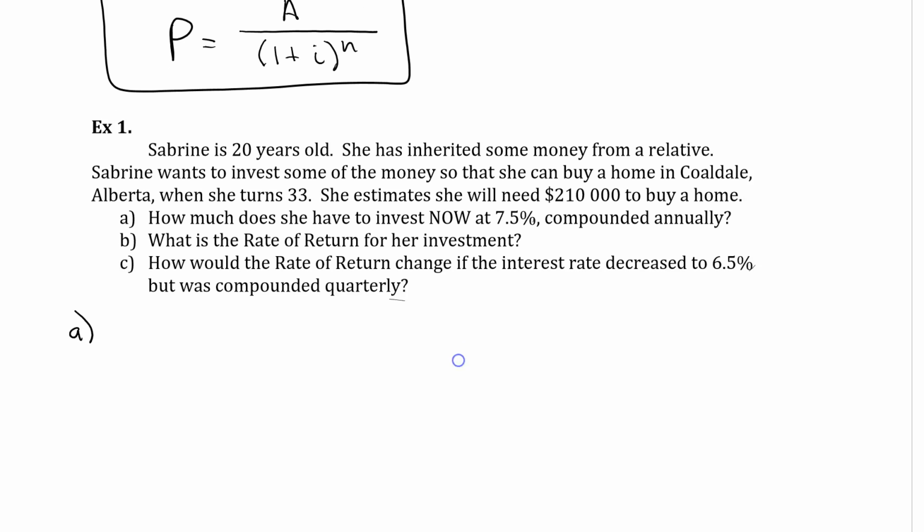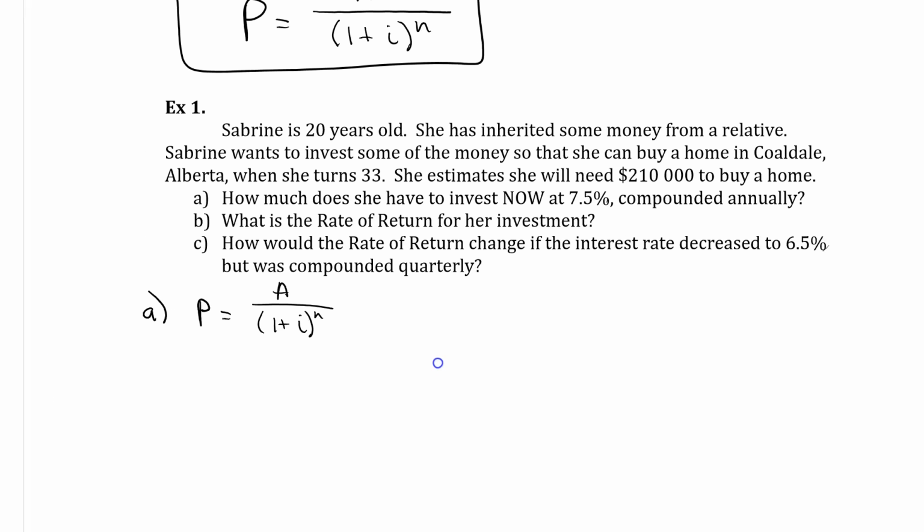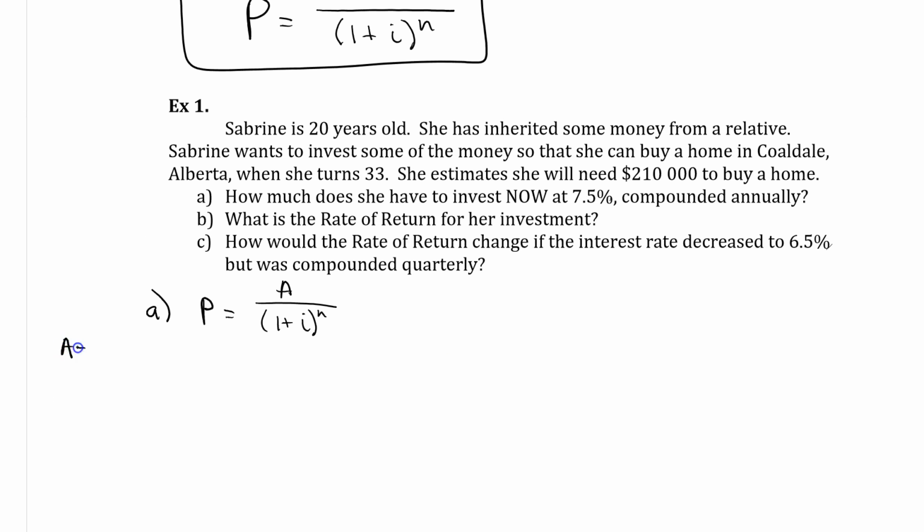So, let's start with A. How much does she need to invest now in order for her to attain her goals here? So I'm just going to rewrite this formula. P equals A over (1 + i)^n. Now, what are we going to substitute for P? Well, we don't know. We want to figure out what she's going to invest now. What do we substitute in for our A value, though? We know that she wants to come out with $210,000. So that's our future value.